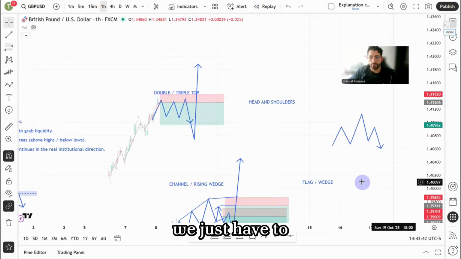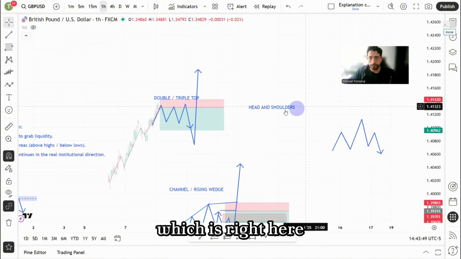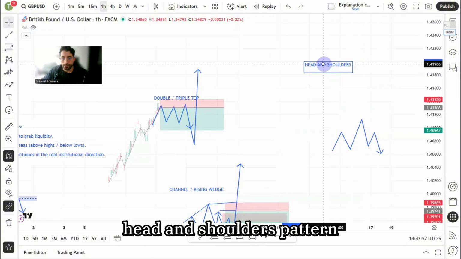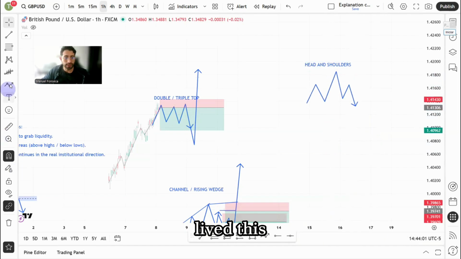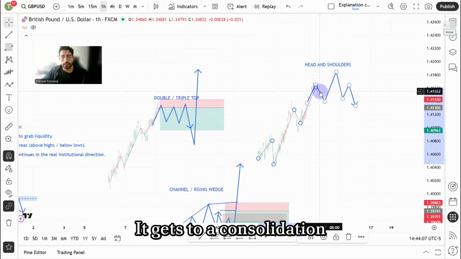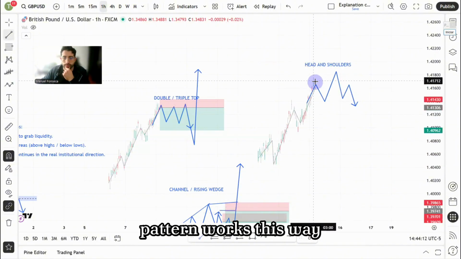Finally, we just have to put in, as an example, the head and shoulders pattern, which is right here. I'm gonna put myself here. So head and shoulders pattern, same story. You already know how it works because you have already lived this. Bullish trend, perfect. It gets to a consolidation stage. The head and shoulders pattern works this way.